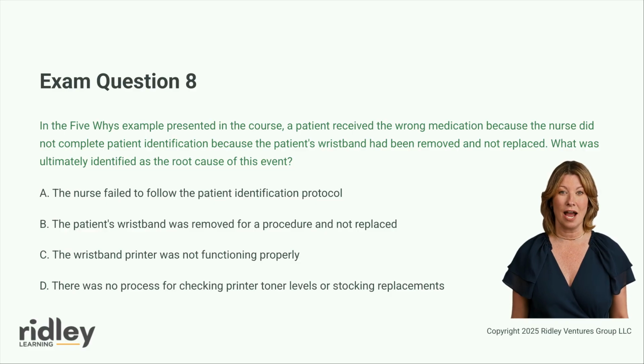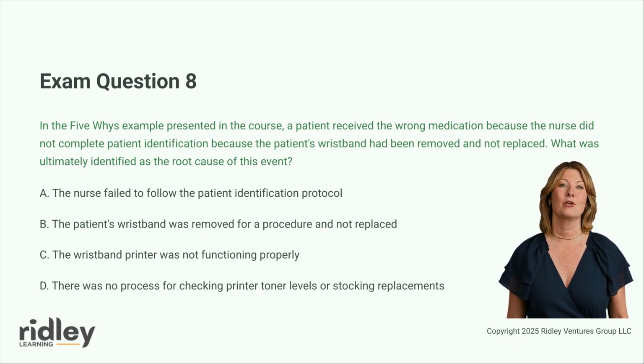Question 8. In the 5 whys example presented in the course, a patient received the wrong medication because the nurse did not complete patient identification because the patient's wristband had been removed and not replaced. What was ultimately identified as the root cause of this event? The correct answer is there was no process for checking printer toner levels or stocking replacements.